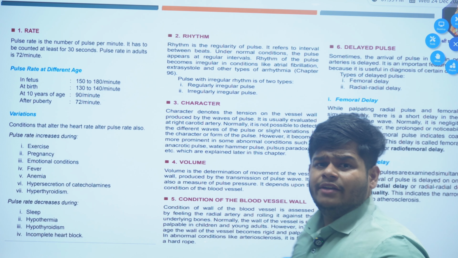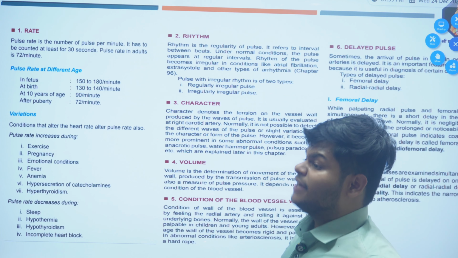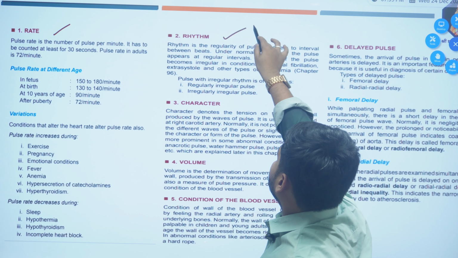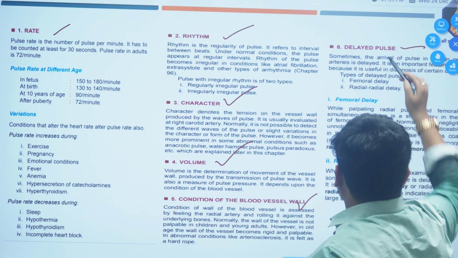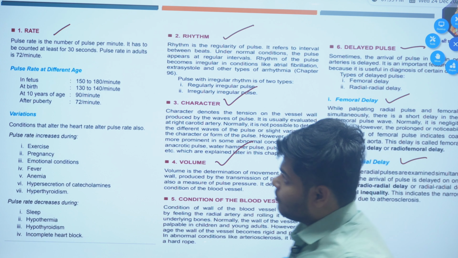Now when we examine the pressure or the pulse, what do we have to examine? We have to examine its rate, rhythm, character, volume, condition, and delay. The delays are of two types, femoral delay and radial delay, right?